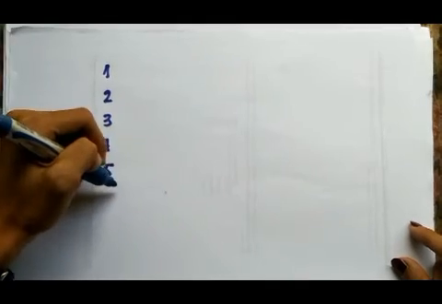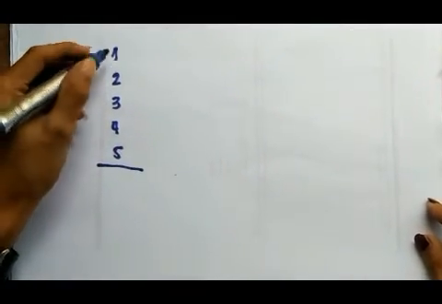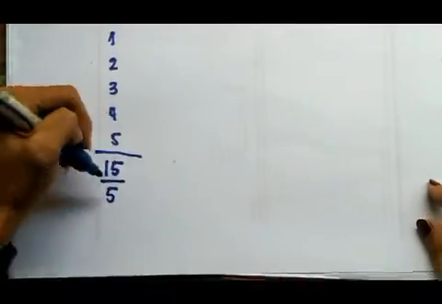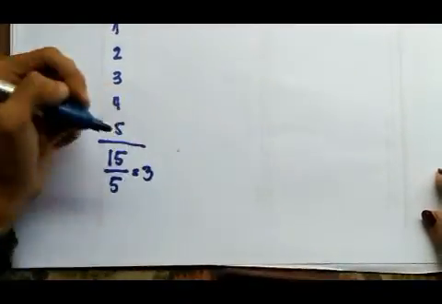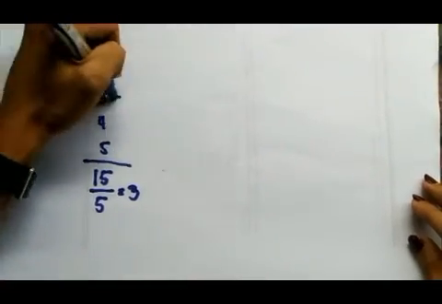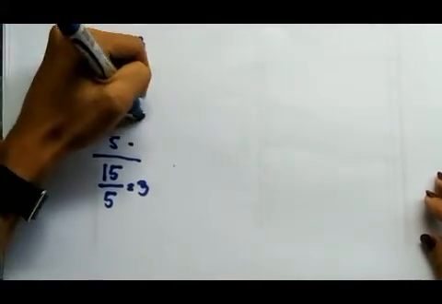For the standard deviation, our numbers range from 1, 2, 3, 4, 5. So first, we're gonna be looking for the mean of these 5 numbers. So 1 plus 2 plus 3 plus 4 plus 5 is equal to 15. Then we're gonna divide it by 5. So 15 divided by 5 is equal to 3. So as we get that mean, we're gonna subtract it from each element. So minus 3, minus 3, minus 3, minus 3, minus 3.